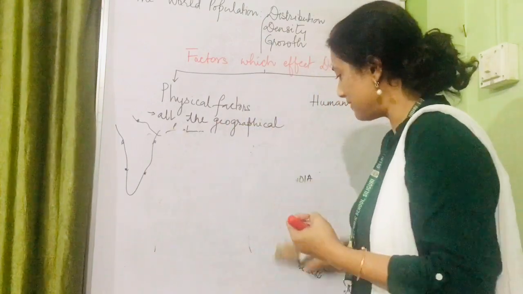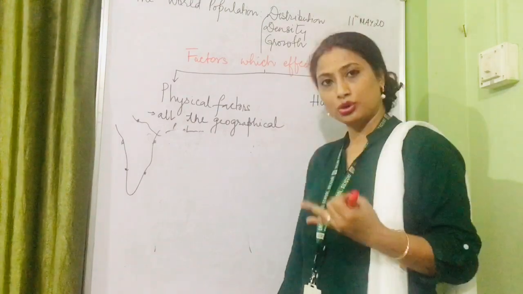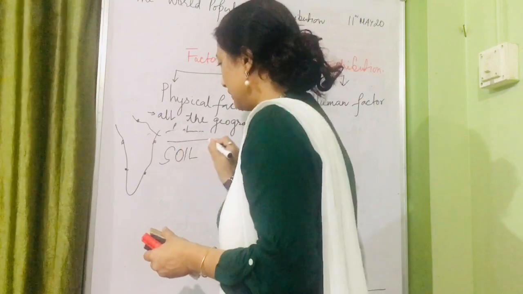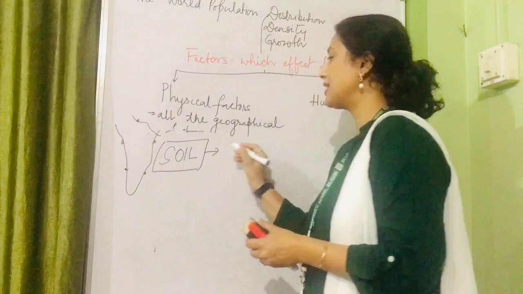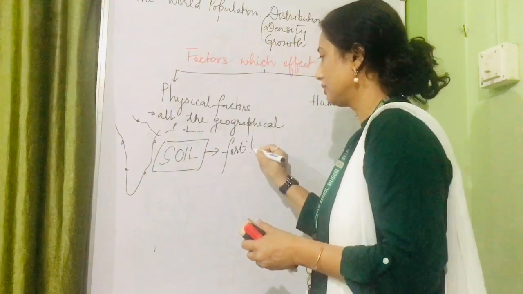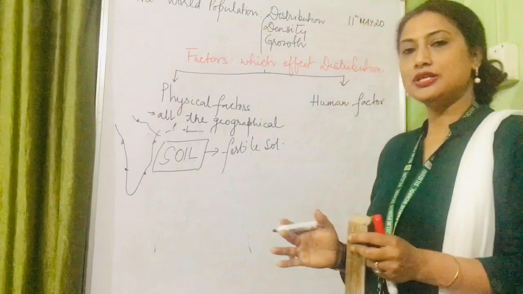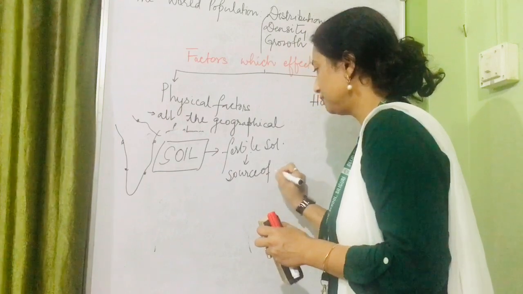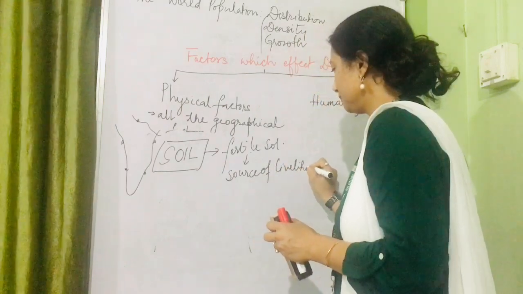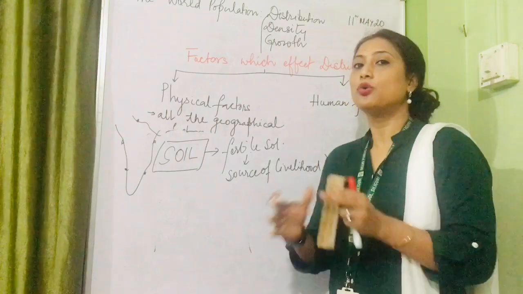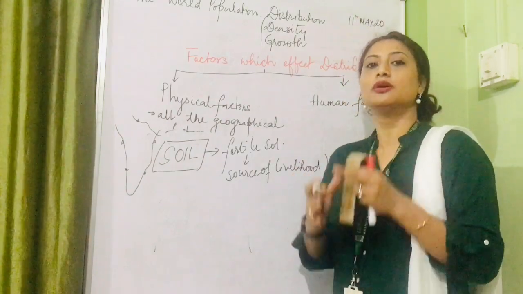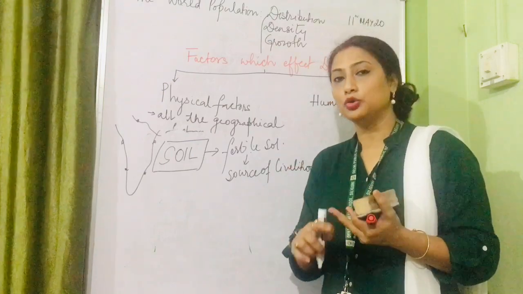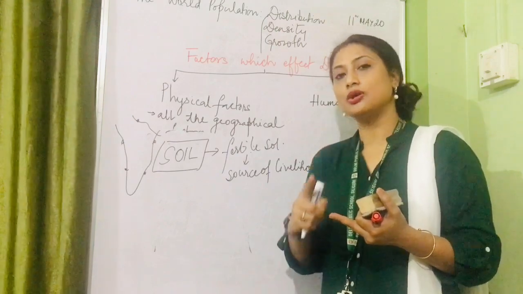So we have done under physical factors: one is relief, one is water, one is climate, and the last one, how to ignore soil. The region which has fertile soil will definitely attract more people because it is a source of livelihood for people. So we find all the places which have good fertile soil, the river valleys, have always been seen with high density. Whether we talk about Bihar, UP, West Bengal, all the places have fertile soil and the density of population is also very high.